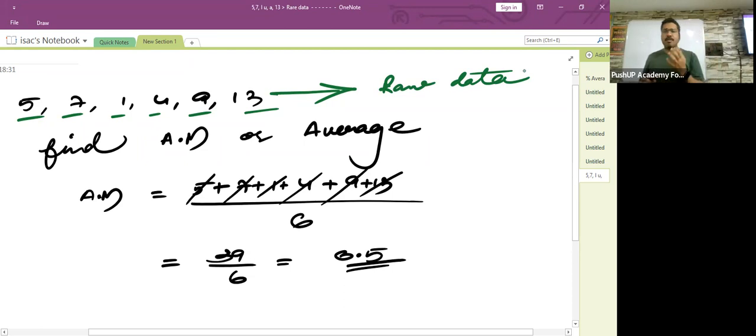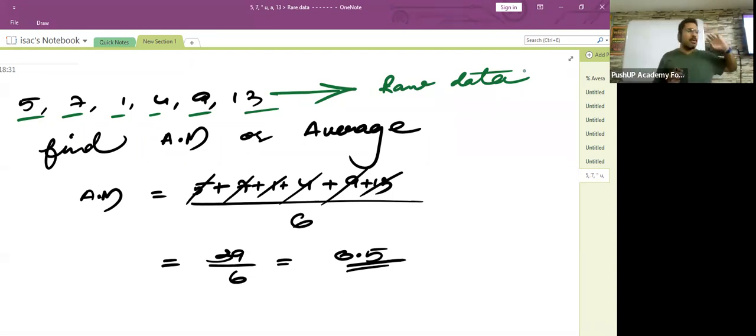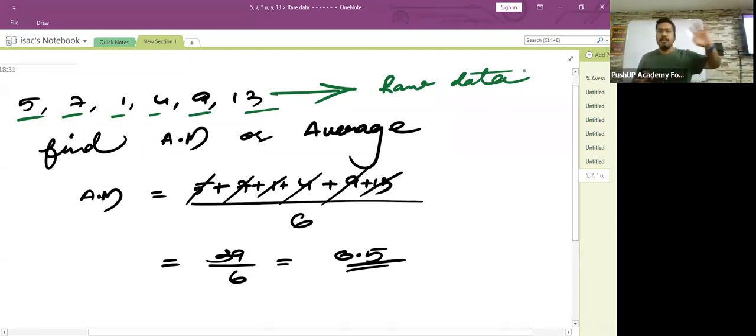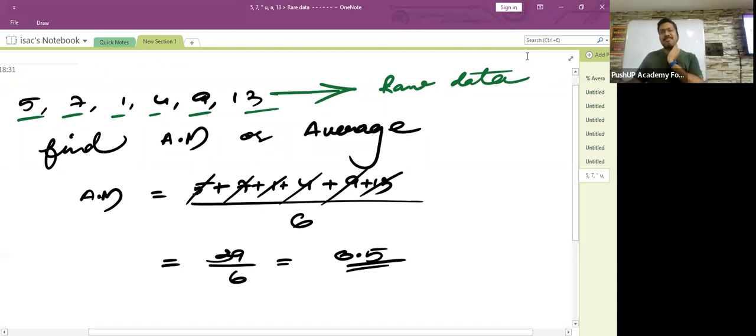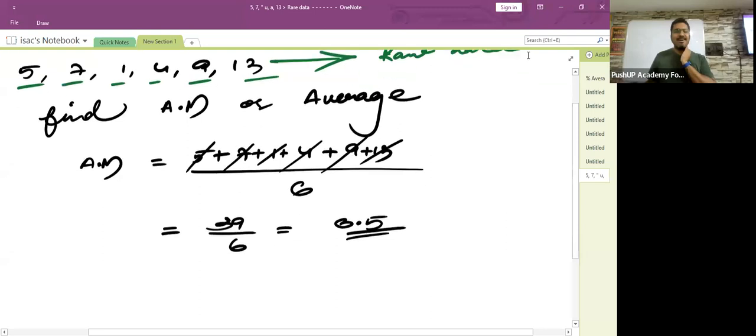5, 7, 1, 4, 9, 13. I just wrote down all the observations randomly, separating each one with commas. These are known as raw data. Children, you had learned this in class 9, but you must have forgotten the technical terms. That is why I'm revising this. Now, after this, I'll ask you a question. Let me see how many of you will answer. A very basic question on statistics. Are we ready?